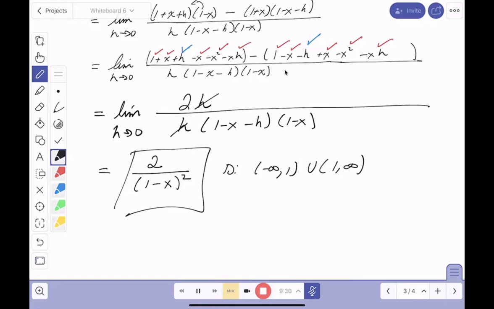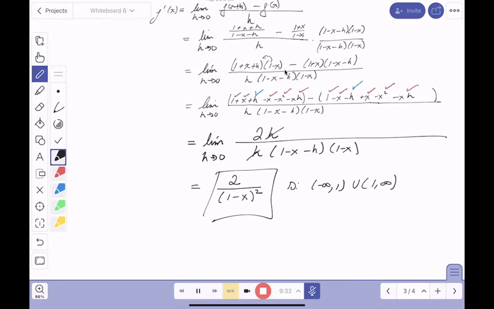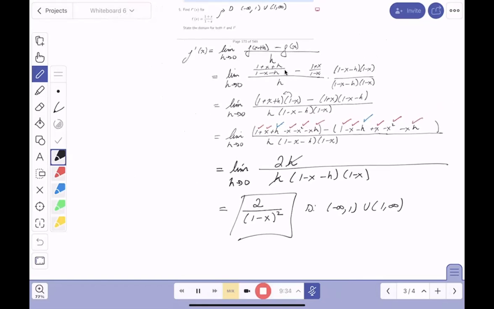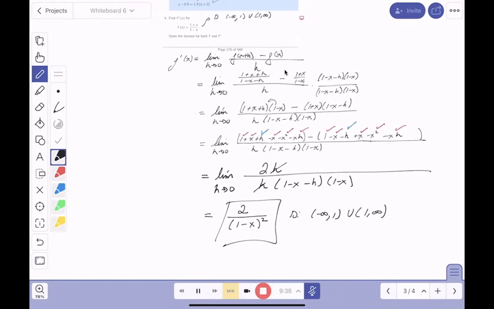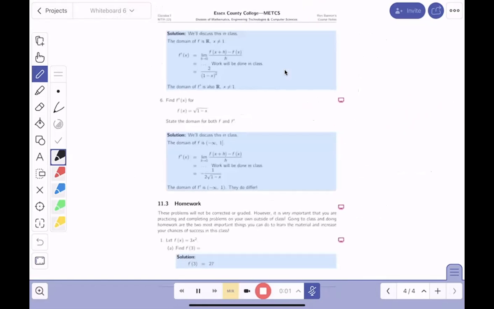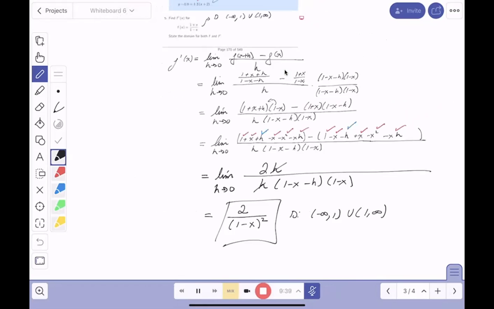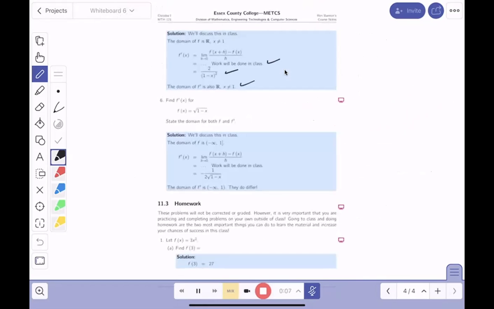Now, last one, I wonder if I'm right. That's a good question. Am I right? And this is why we provide detailed notes with solutions. Right there, work was done in class. We got it. We did it right. All right. Again, it's 2 over (1 minus x) quantity squared. We did it. We did the work. All right. We're at the last one.